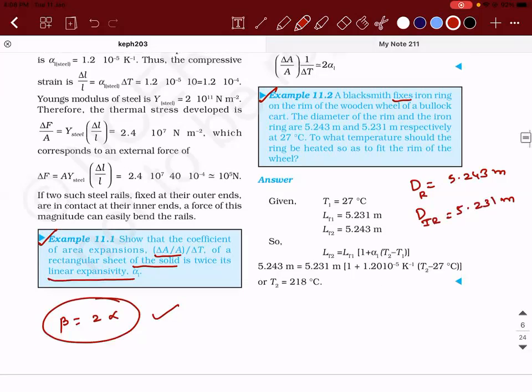Right. So temperature is 27 degrees Celsius. To what temperature should the ring be heated? So the ring is having a diameter of 5.231. You can heat this ring. When you heat it, what is going to happen? It is obviously going to expand, right? You can heat it in such a way that it fits the rim of the wheel. Means it should exactly stop at a diameter of how much value? 5.243. You're able to understand?